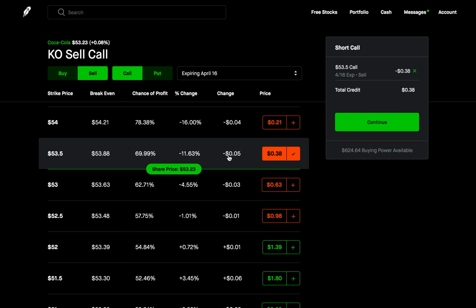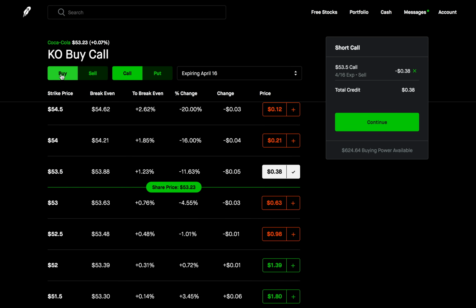Each contract controls 100 shares. I'm going to receive $38, but again, we're going to do 2 of them. So I'm actually going to receive $38 times 2, right? Or $76.